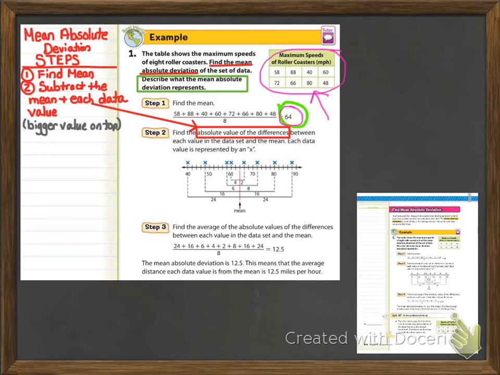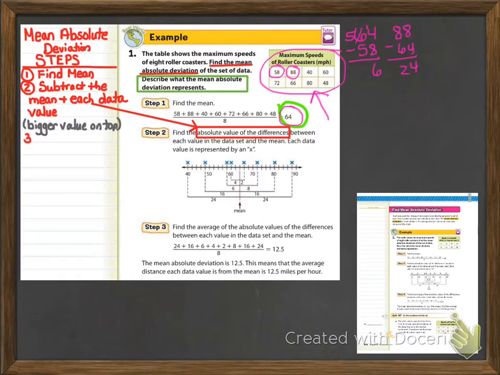So for example, let's talk about the first number here, 58. And remember, we're using the 64 each time. So you would basically be doing 64 minus 58. When you subtract those 2 numbers, you're going to end up getting 6 for that one. So we want to hold on to that 6. The next one is 88. So you're going to do 88 minus 64. And on this one, you're going to get 24. So think about that 24.